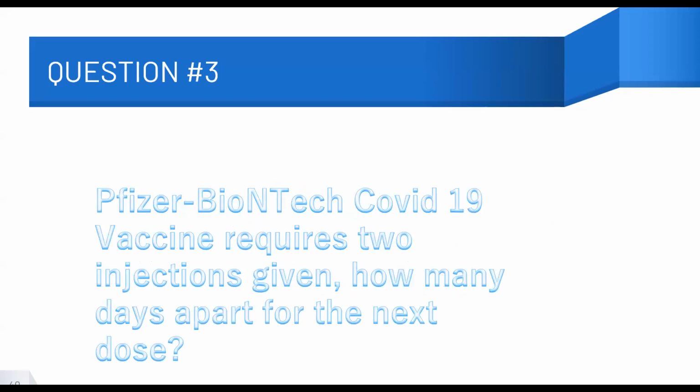Oh, may binigay siyang number. Pfizer BioNTech COVID-19 vaccines require 2 injections given. So now the question is, how many days apart for the next dose? Pfizer BioNTech po. 28 days, wrong. What's the answer, guys? Ma'am Rain Stephanie Peregrino got the answer. 21 days.